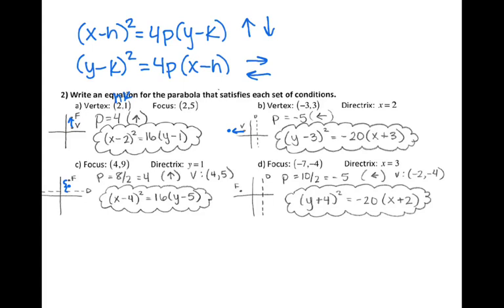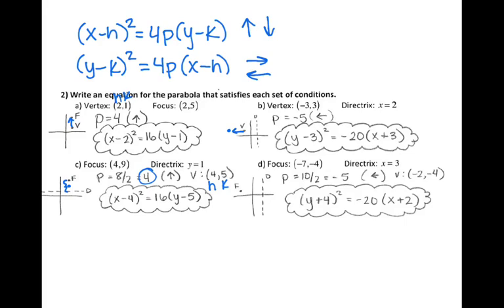And from here I need to find my vertex, because your vertex is (h, k), not your focus. So I need to go 4 units away from (4, 9), which puts me at (4, 5). So now that I know my vertex, which is my (h, k), and I have p, I can go ahead and write the equation.